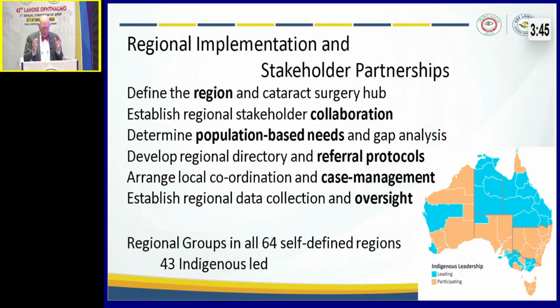And we set up regional hubs, and there were 64 regions self-identified across the country, based around a hospital where cataract surgery could be done, and people were happy to go to have it done. And we then built regional stakeholder groups to work together and develop the population-based needs. So if you knew your population was, say, 10,000 people, you knew you needed one full-time optometrist, 0.3 of a full-time ophthalmologist, and 8 full-time people to help manage the patient journey, nurses and opticians and coordinators and so forth.